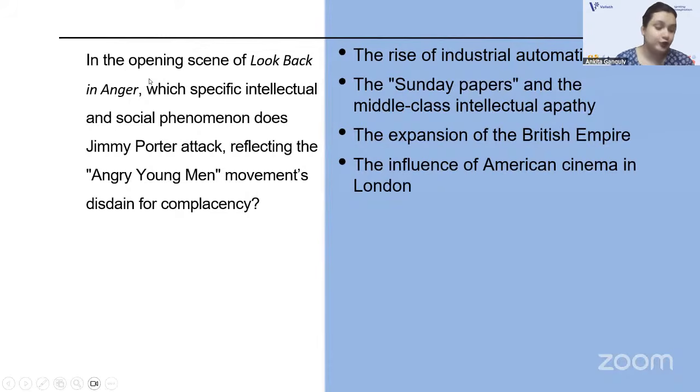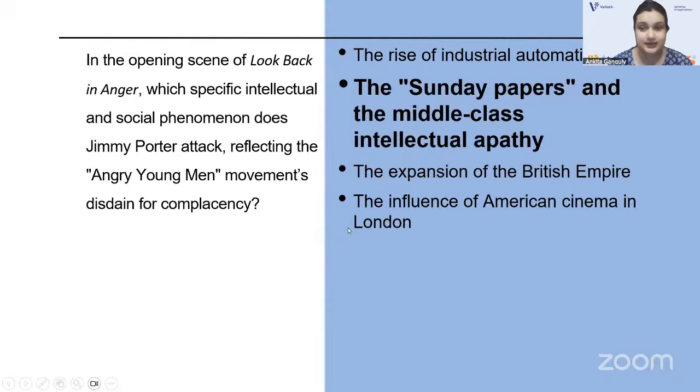In the opening scene of Look Back in Anger, which specific intellectual and social phenomena does Jimmy Porter attack, reflecting the angry young men movement's disdain for complacency? Tell me, what is Jimmy Porter attacking here? Is it the rise of industrial automation, the Sunday papers, and the middle class intellectual apathy, the expansion of the British Empire, or the influence of American cinema in London?